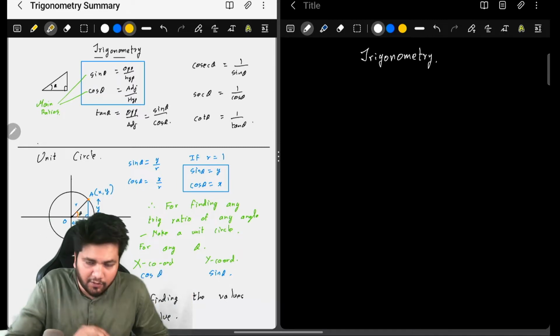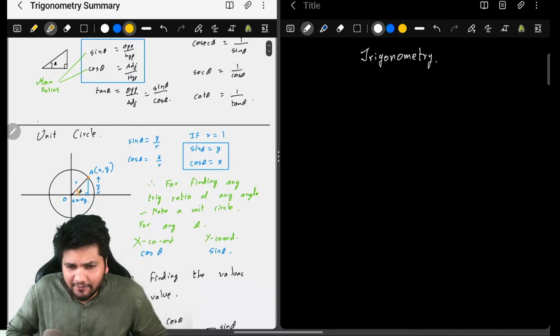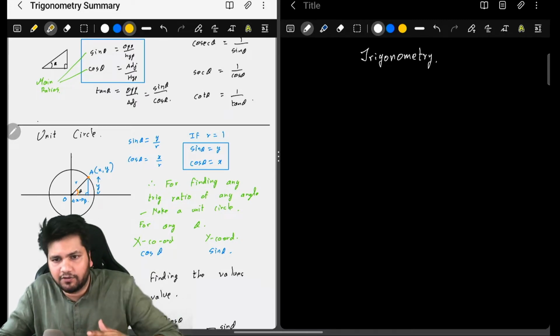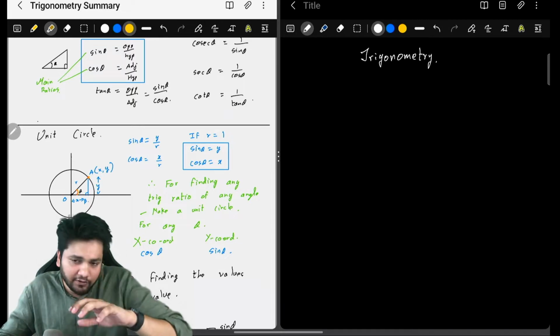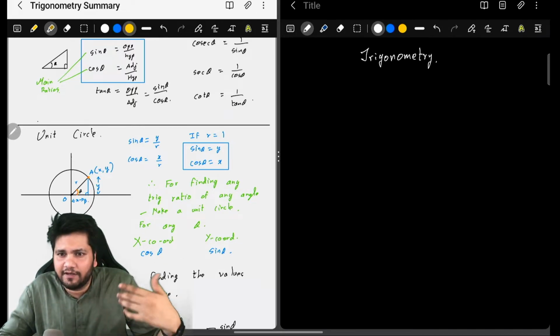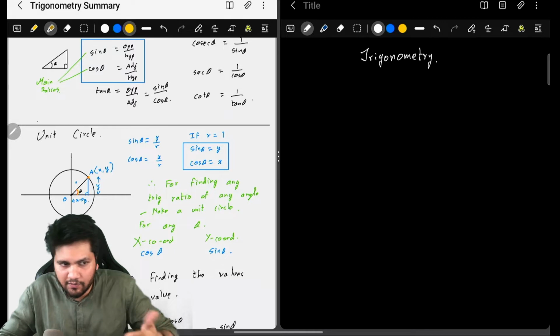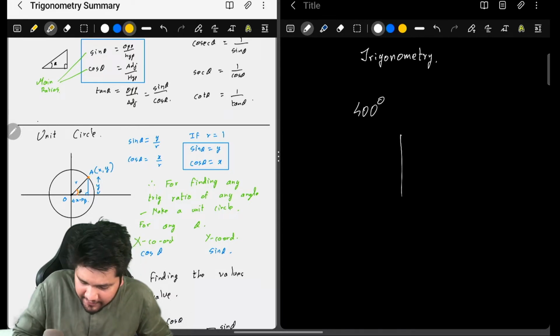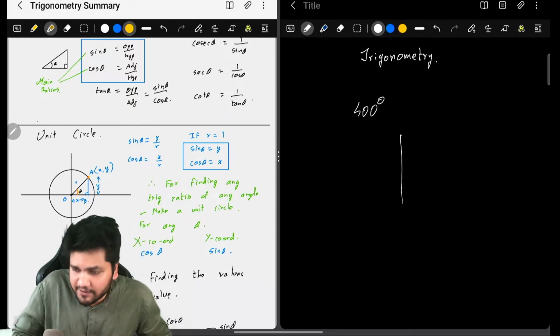Now, the problem with a triangle is that we can only find trigonometric ratios till 90 degrees, not even 90 degrees, below that. But to find the trigonometric ratios of other angles which are more than 90 degrees, be it 1000 degrees, 10,000 degrees or whatever, even 400 degrees for that matter, we are going to use the unit circle.